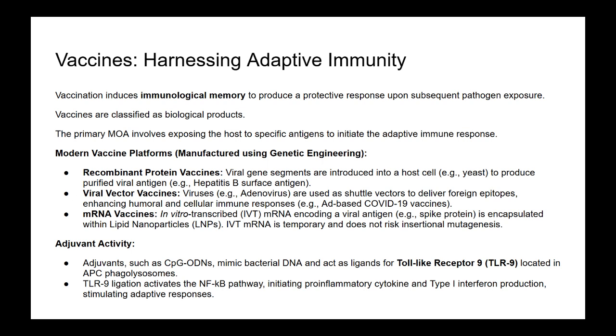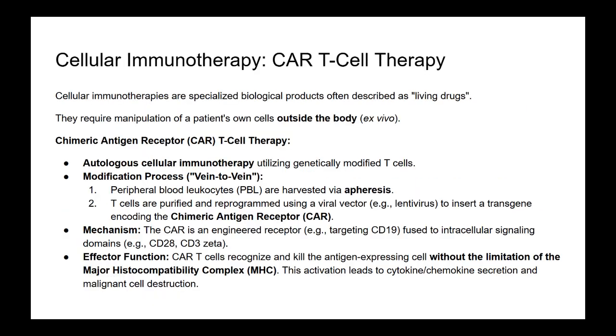For example, synthetic oligodeoxynucleotides containing unmethylated cytosine phosphate guanine motifs mimic bacterial DNA and serve as ligands for toll-like receptor 9. This receptor is located within the specialized compartments of antigen-presenting cells, such as dendritic cells and B lymphocytes. When toll-like receptor 9 binds its ligand, it activates the nuclear factor kappa B pathway, leading to the production of pro-inflammatory cytokines and type I interferons. These signaling molecules then stimulate both cellular and humoral immune responses.